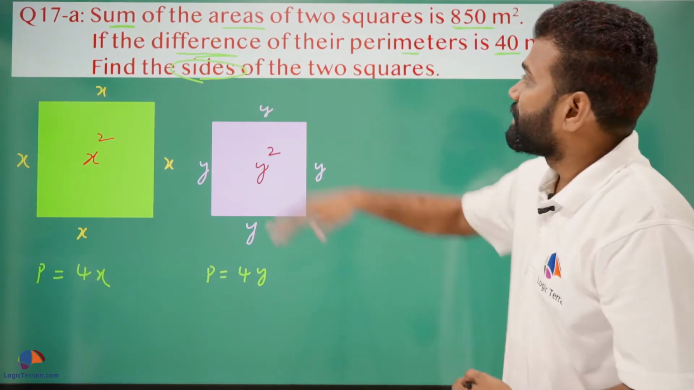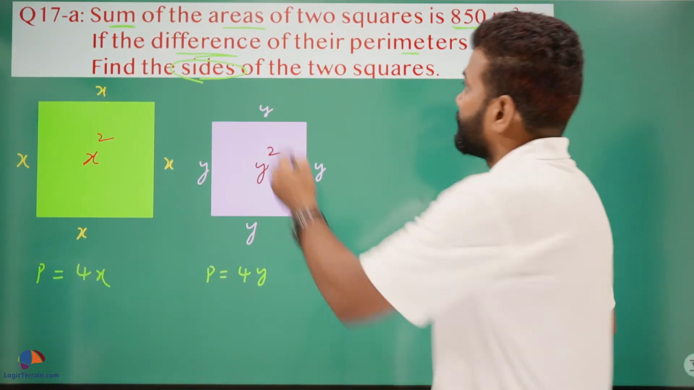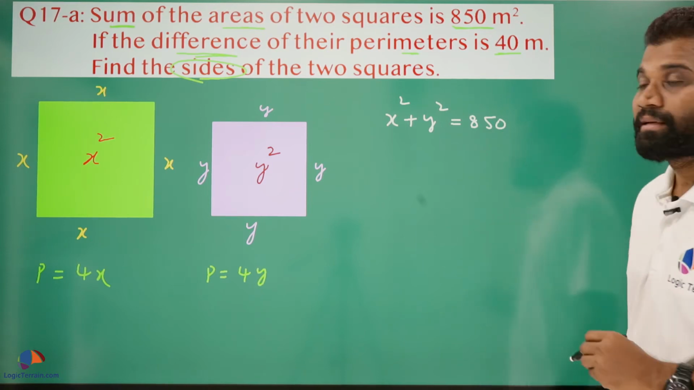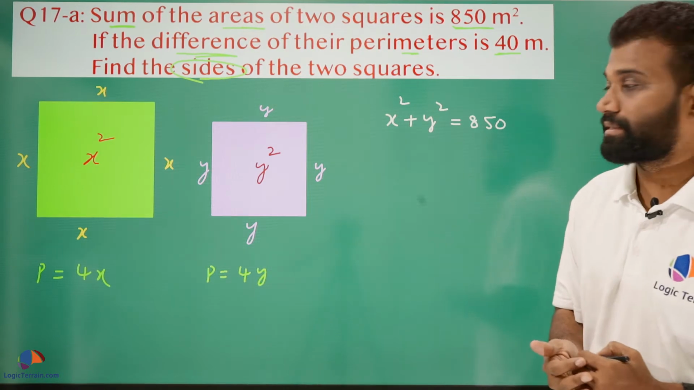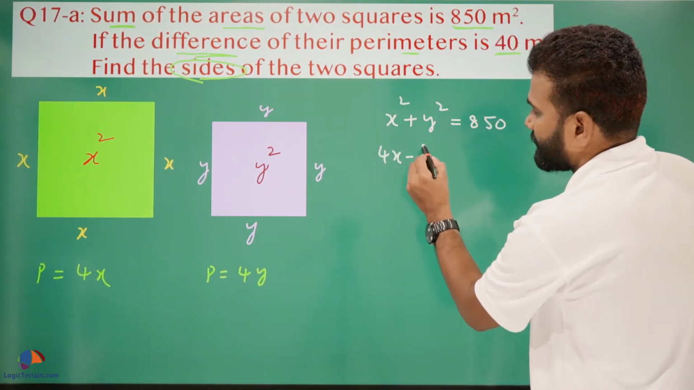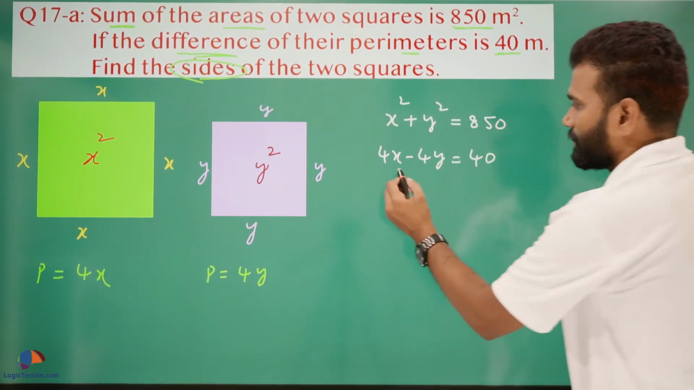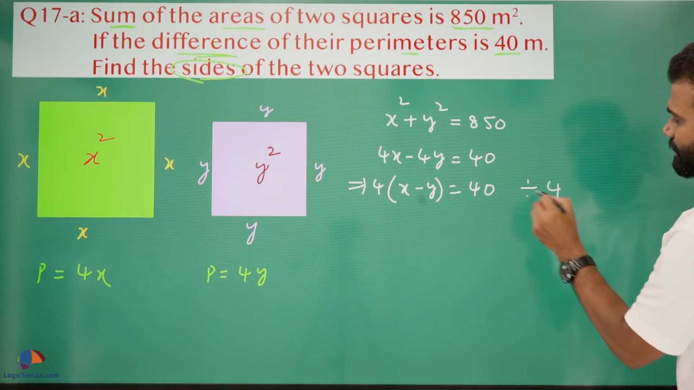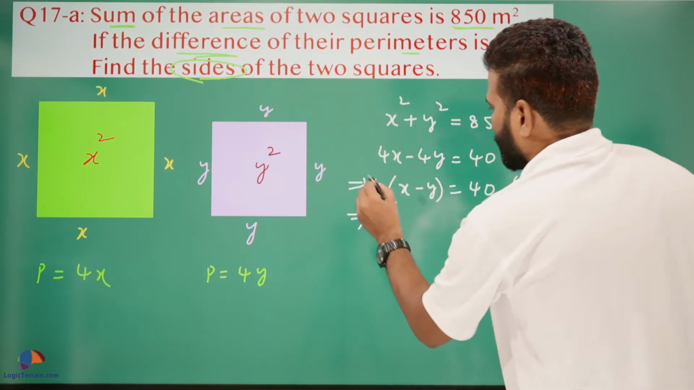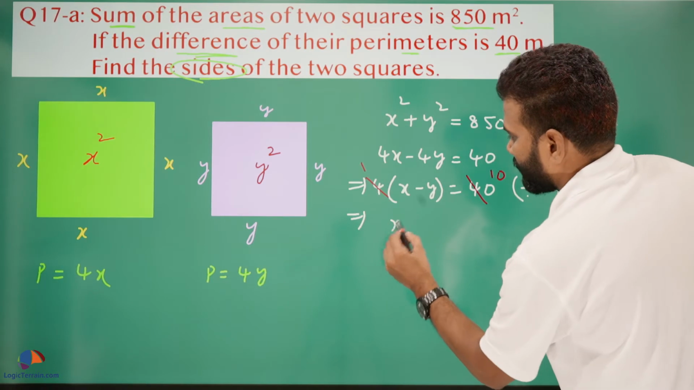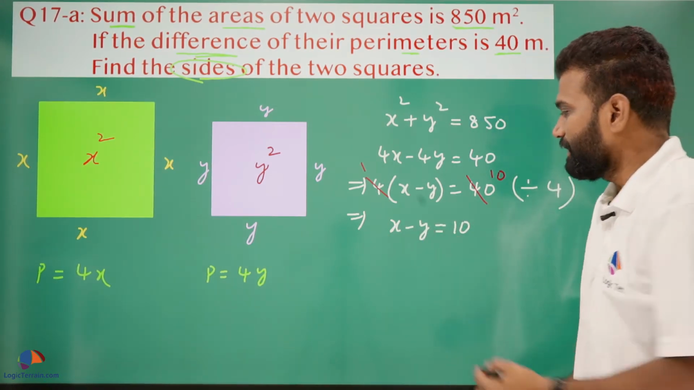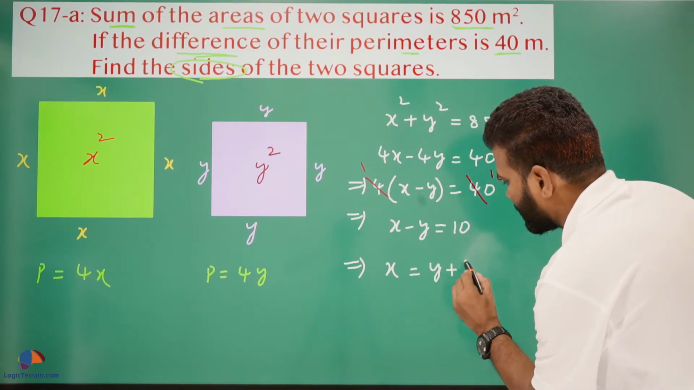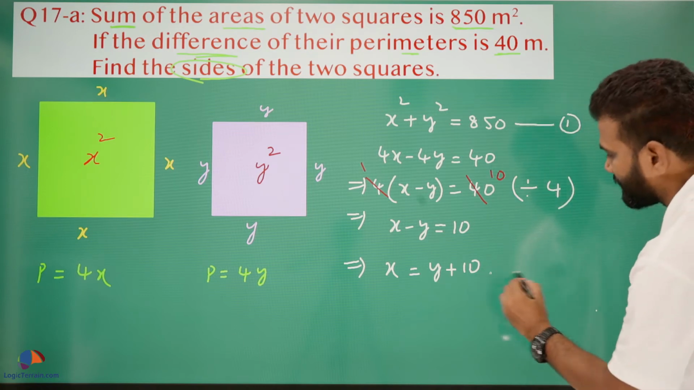So according to the information, sum of areas of two squares is 850 meters square. So x square plus y square is equals to 850, and difference of their perimeters is 40 meters, that is 4x minus 4y is equals to 40. And further, we'll take 4 common here, then 4 times x minus y is equals to 40. Divide both the sides with 4, then 4 ones are 4, 4 tens are 40, here we got x minus y is equals to 10. So let us rewrite this statement. That implies x is equals to, here y is negative, if it comes this side it becomes positive, then y plus 10. So let us take this is equation number 1 and this is equation number 2.